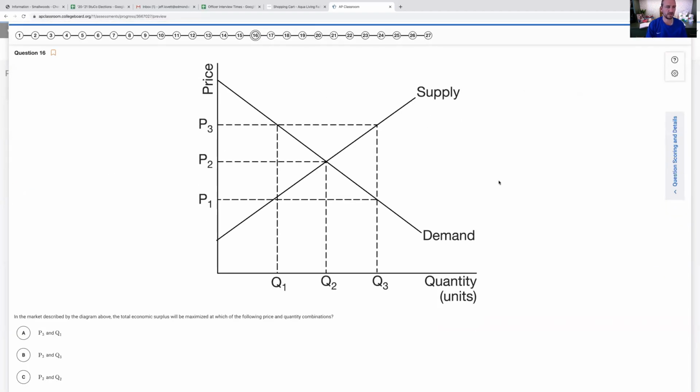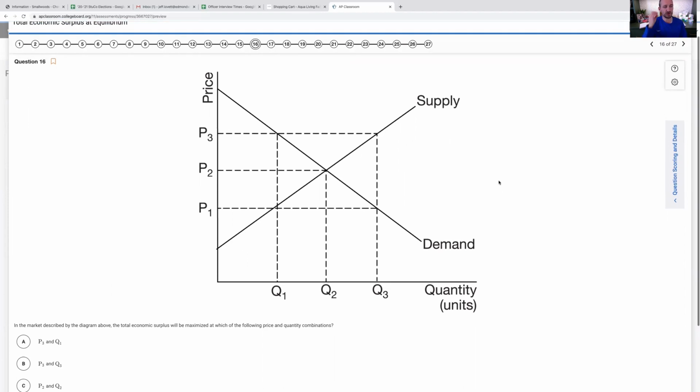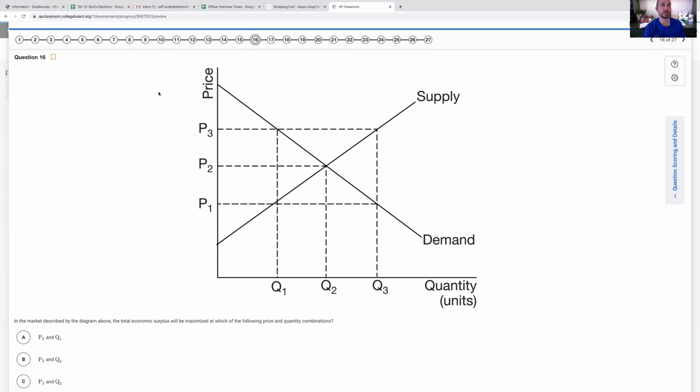Okay, 16. Cool, we get away from math for a little bit, and this one's a softball. It says in the market described in the diagram above, the total economic surplus will be maximized where? Where is your total surplus maximized? This is where the sum of your consumer and producer surplus are maximized. That's if you have no deadweight loss, and you'll have no deadweight loss at the equilibrium point of P2 and Q2. So your answer for 16 should be C.